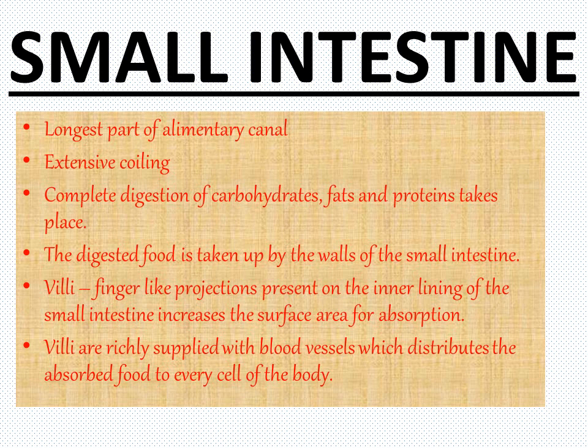Villi are the finger-like projections present on the linings of the small intestine, which increase the surface area for absorption. Villi are rich in blood vessels, which distribute the absorbed food to the whole body, to each and every cell. So what is the role of the small intestine? First, it has extensive coiling, and complete digestion of food takes place. Villi, which are finger-like projections, absorb the food, increase the area of absorption and distribute the food to every cell of the body. So this was about the small intestine.